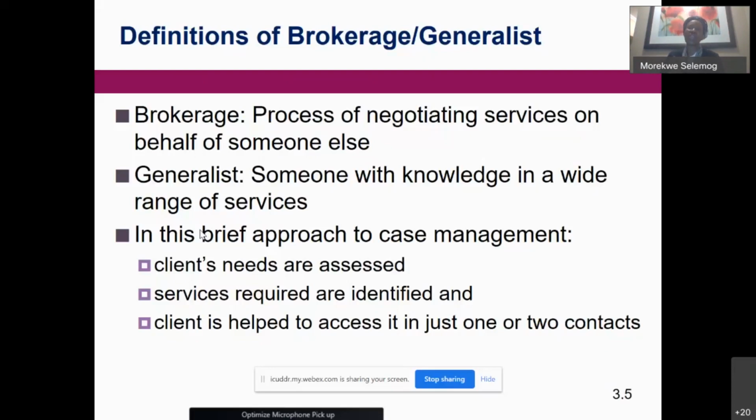So it's somebody who has just a general understanding. It could be that they know where the employment services are, where housing services are, where the dentist is, where the physiotherapist is, where the clinical psychologist is, but it doesn't make them an expert in any particular field of the services that they will be negotiating on behalf of the client. Right?